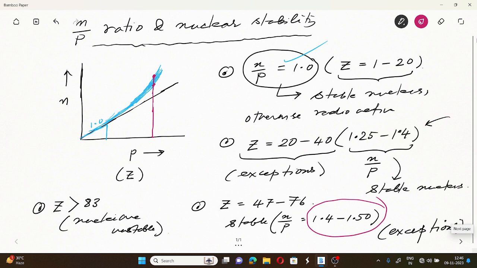In the same way, for this graph of N by P ratio, if you plot, instead of plotting N versus P, that means total number of neutrons versus total number of protons, N by P versus P, then if the value is 1, which we showed earlier, it will be parallel to the x-axis, the number of protons axis. This is the x-axis.